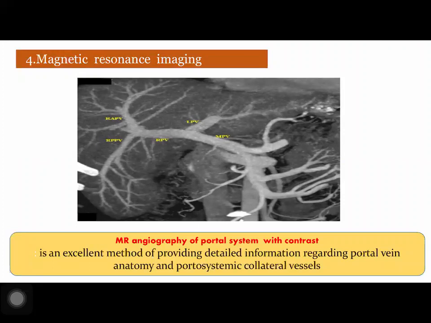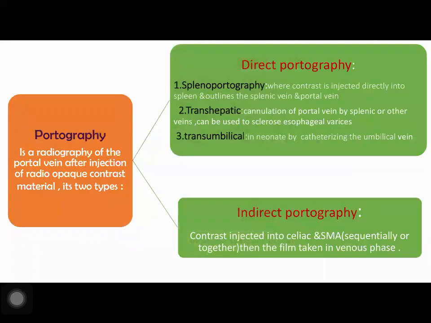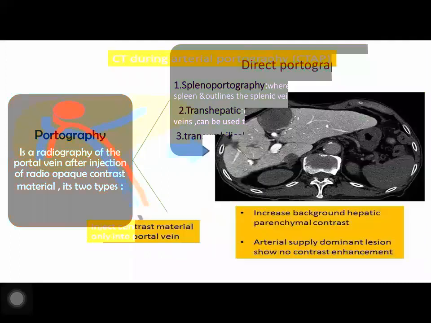According to portography, what is portography? Portography is radiography of the portal vein after injection of contrast material, direct or indirect. Direct portography includes splenoportography, transhepatic and transumbilical. For indirect portography, contrast media is injected into the celiac and superior mesenteric artery, and the picture is taken in the venous phase. This picture shows arterial portography, with injection of contrast material in the portal vein.